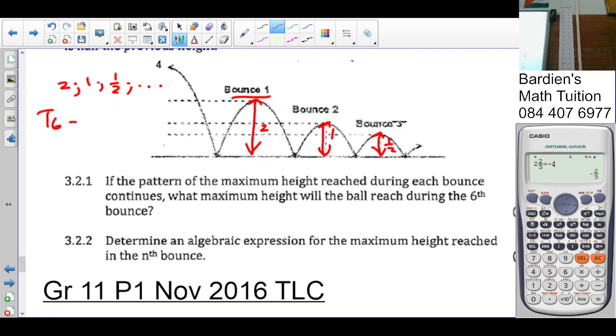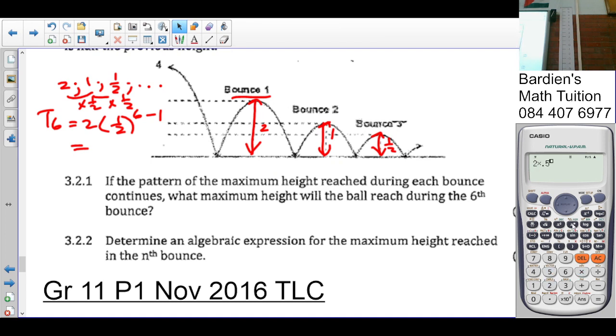So T6 is equal to A. Can you see you're multiplying it by a half here? So it's again a geometric pattern. So it's A R to the n minus 1, 6 minus 1. On the calculator, it's 2 times a half to the exponent 5, which gives you 1 over 16 of a meter. Okay.